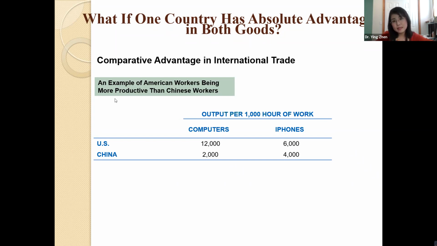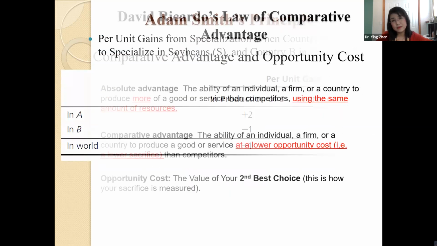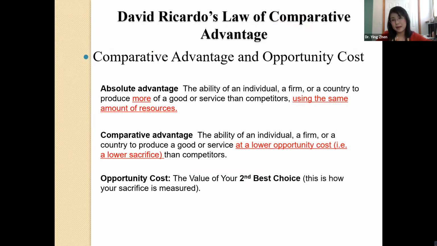So basically, this is an issue. When one country has an absolute advantage in producing both, then according to Adam Smith, they should not trade. But whether this is true or not, right? Then we introduce comparative advantage. Comparative advantage basically we compare the sacrifice. Whose sacrifice is lower in producing the same thing?